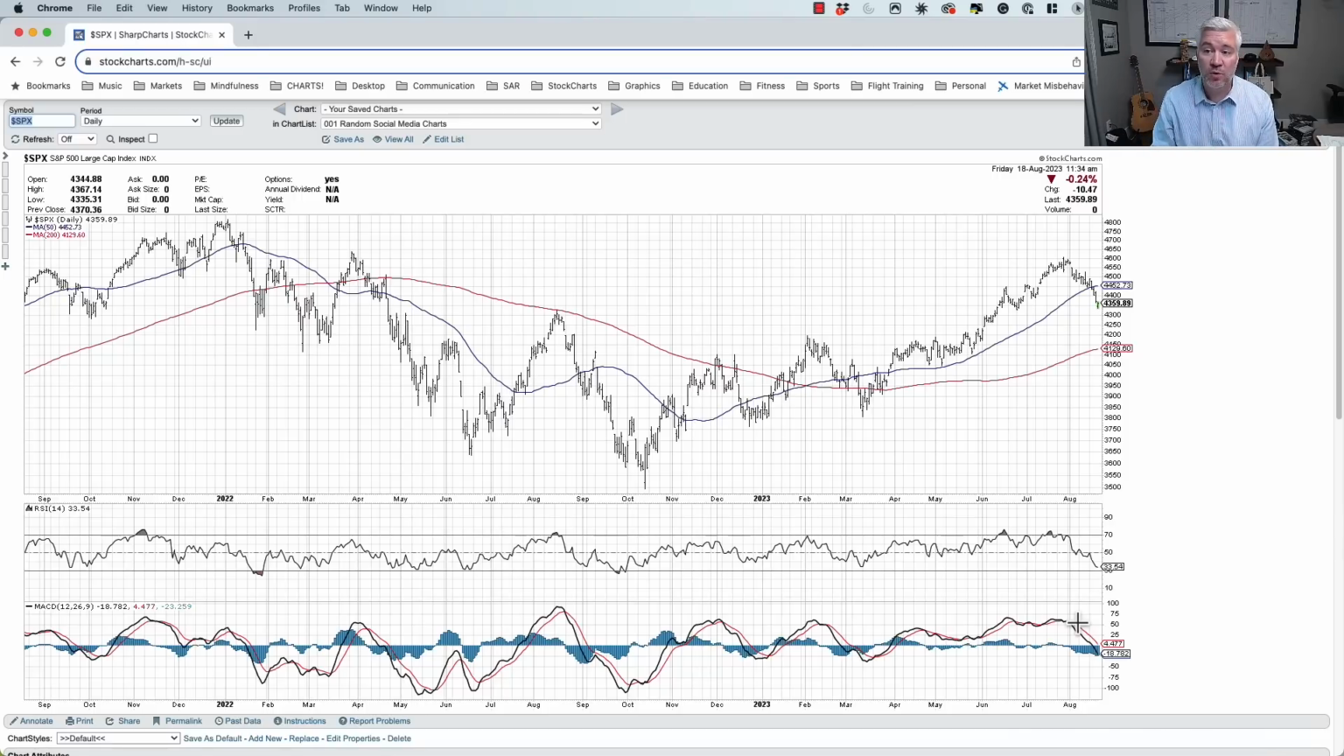So what you're looking for now during a pullback phase: do we become oversold? Do we get any sort of bullish divergence? And then after a bottom maybe happens, that's when you look to see if the MACD is confirming that.